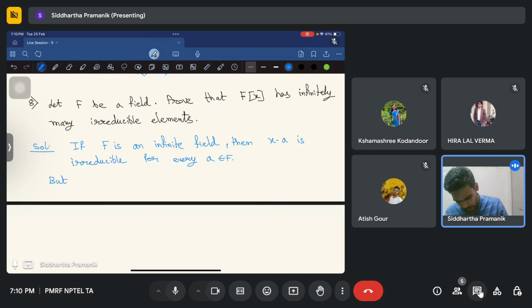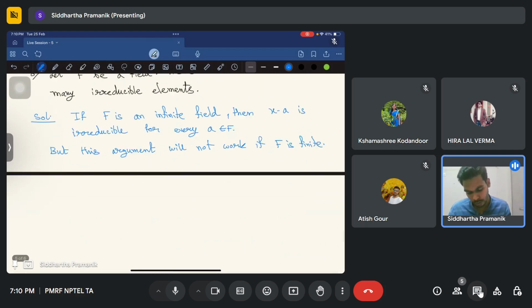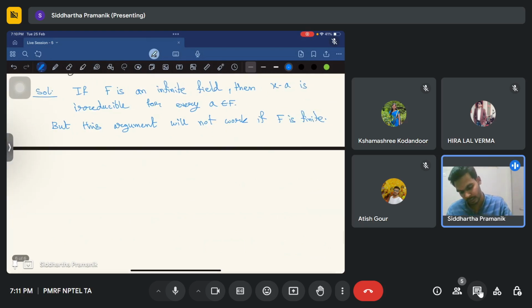Okay, let me write, but this argument will not work if F is finite. So how to prove this statement in case of finite fields? I will do the proof, and that proof will work for both the cases, right? This I have just written for information.